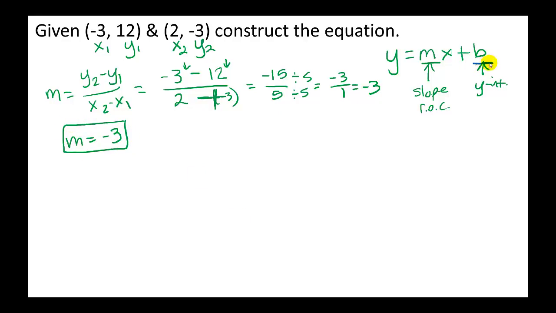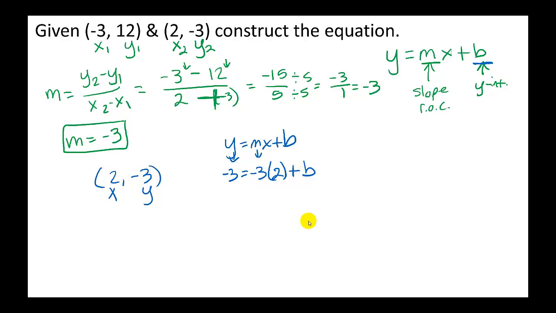We now need to find our y-intercept, or our b. To do so, we take y = mx + b. We take our slope that we just found, and we plug that in. m is now -3. And then we take one of the original points. It doesn't matter which. I'm just going to take (2, -3). That gives us our x and our y values to plug in. So y becomes -3 equals our m times x is 2. And then we have plus b.